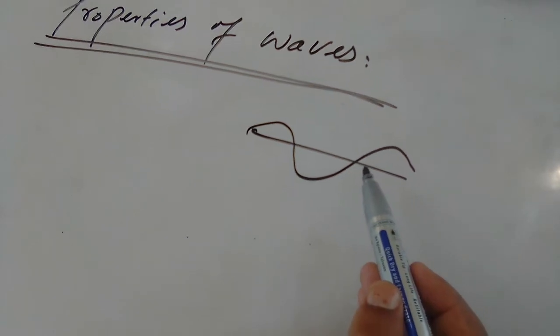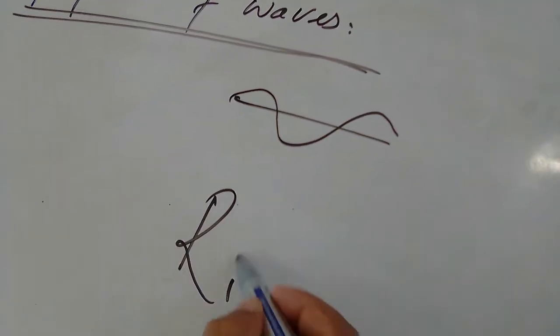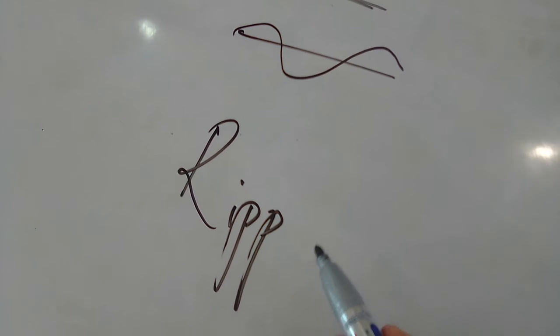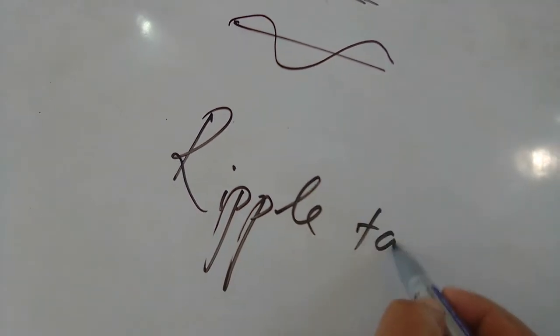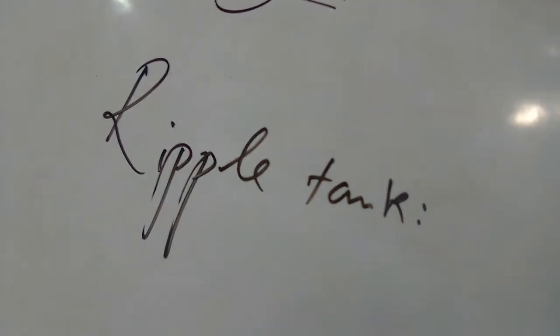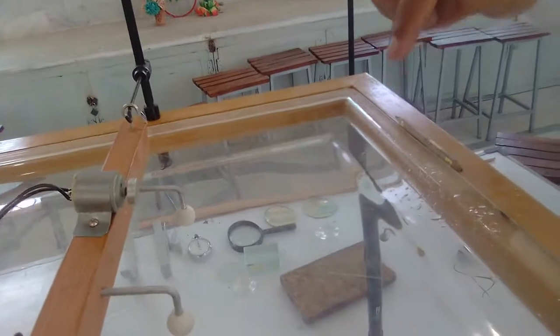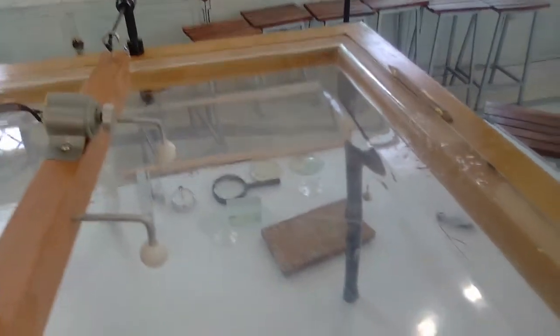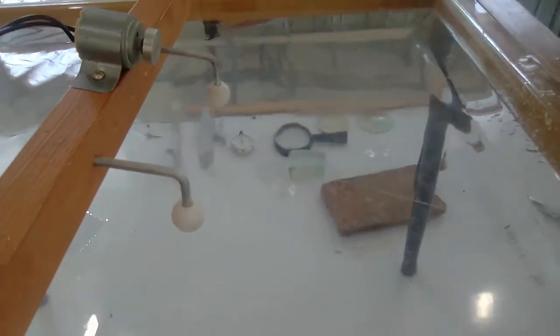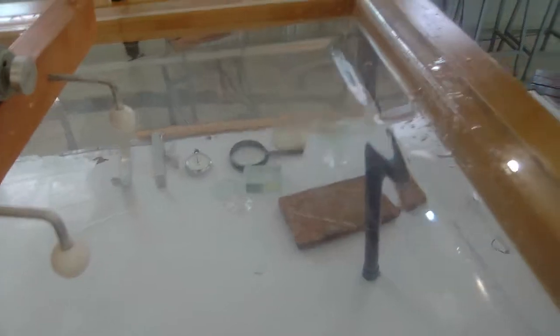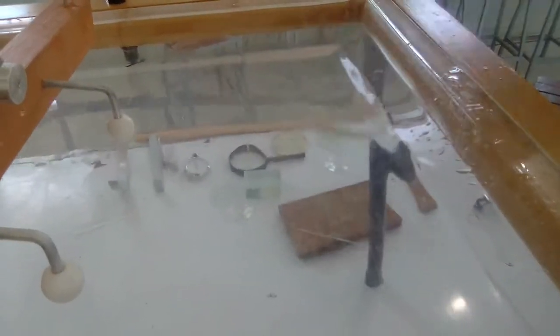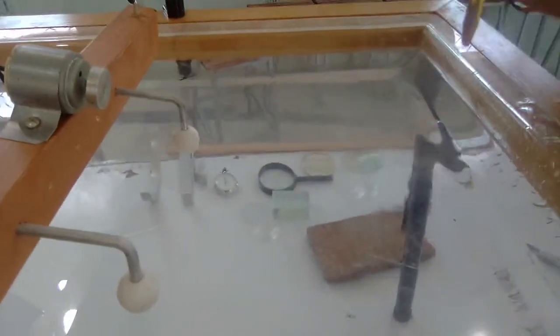can be described with the help of a ripple tank. A ripple tank is a system used for demonstration of the basic properties of waves.